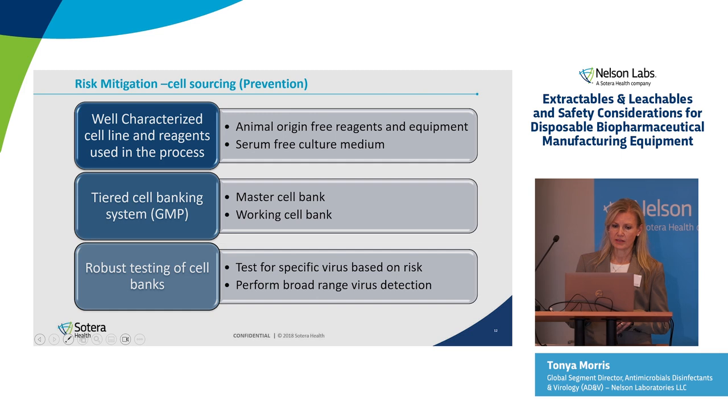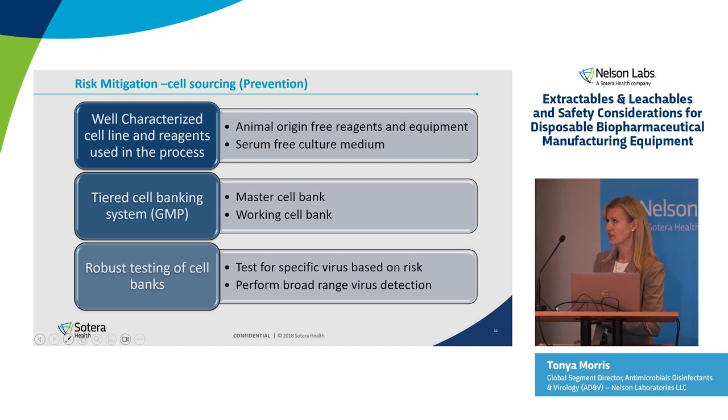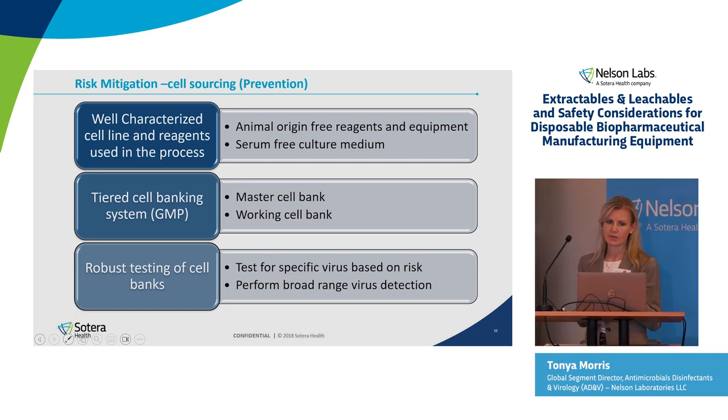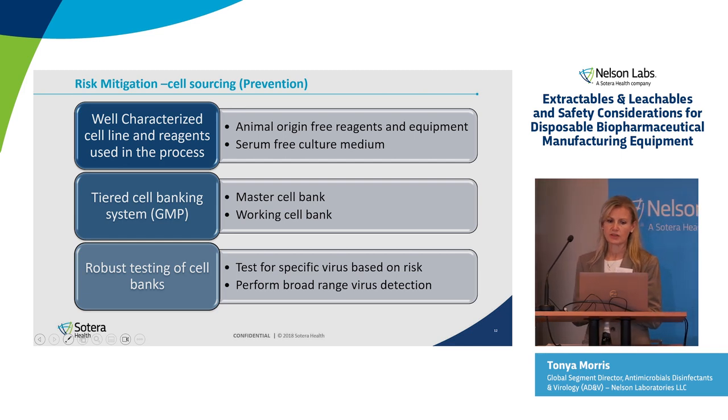So with regards to that cell line and the characterization and selecting your cell banks, you want to make sure your cell bank is using well-characterized cell lines and reagents in the process. You also want to look for a tiered banking system. So you want that working cell line as well as the master cell bank. So if one or the other get contaminated, there's another cell bank you can go to. And then you want to make sure that that facility is also doing robust testing of their cells and their cell lines.